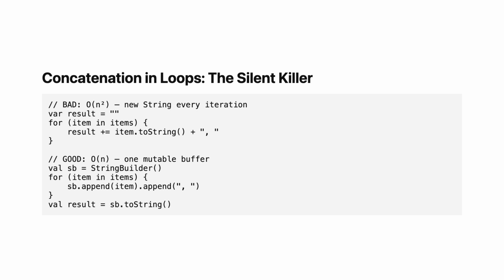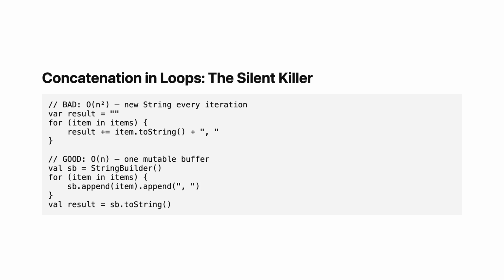The fix is StringBuilder. StringBuilder is a mutable buffer, an array of characters that can grow. You append to it, and it writes into the buffer without creating new objects. When you are done, you call toString once to produce the final string. One allocation at the end instead of one per iteration. The Kotlin compiler actually knows about this. If you concatenate strings in a single expression, it generates StringBuilder code automatically. But in a loop, where each iteration is a separate statement, you need to use StringBuilder explicitly.